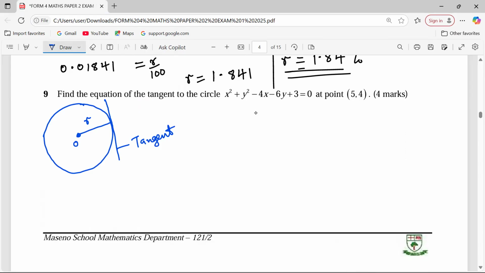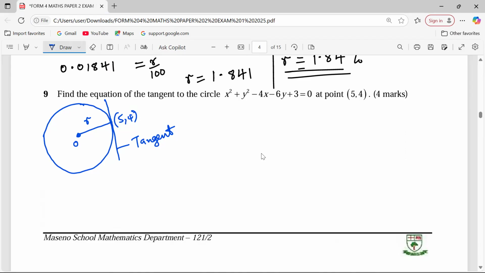So using the point (5, 4) and the center that we shall calculate, we will be able to get the gradient of the radius. And with the gradient of the radius, because it is perpendicular to the tangent, we shall be in a position now to find the gradient of the tangent itself. Then from there, we proceed to get the equation. All right? So let's proceed.